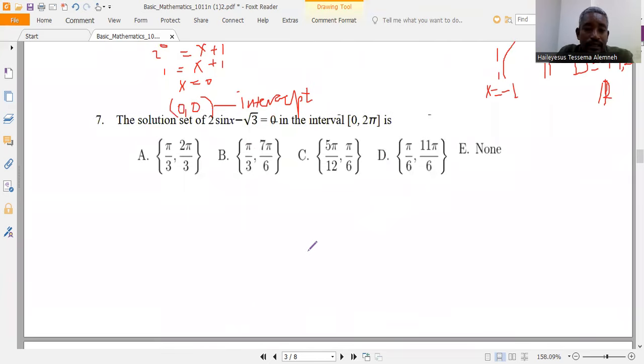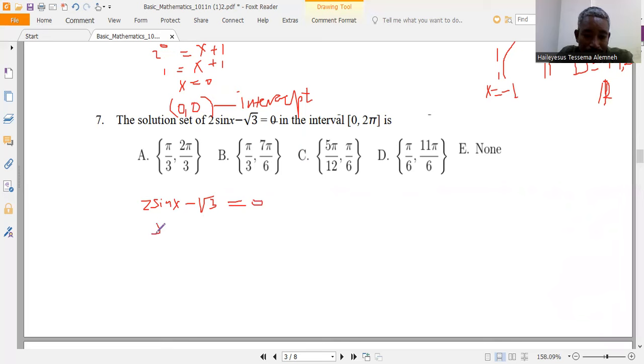Okay. Now, the seventh question: the solution set of 2 sine x minus radical 3 equal to 0 on the interval 0 to 2 pi. So we are given 2 sine x minus radical 3 equals 0. What will be the solution for this on the interval 0 to 2 pi?